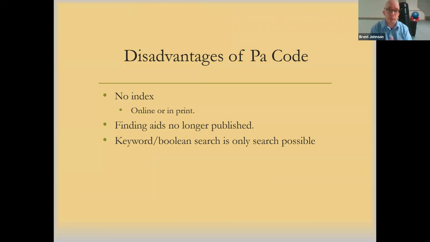Some of the disadvantages with the PA Code: since the state ran out of money, they don't publish an index in print anymore. So you can only find stuff online using keyword and Boolean search. Back in the day, you used to be able to go to the index and do a librarian sort of way to index your way through. You might find things that a keyword or a Boolean search wouldn't pull, but you can't do that anymore.